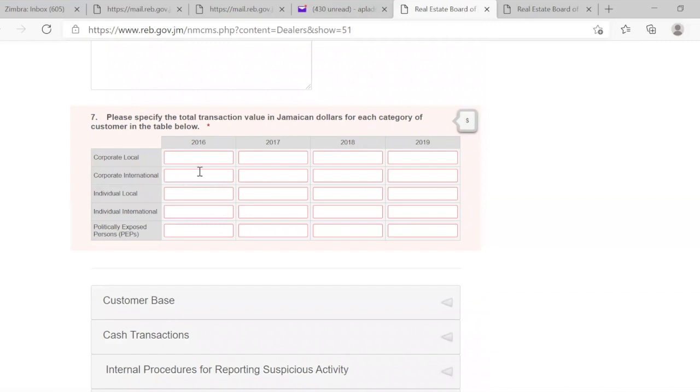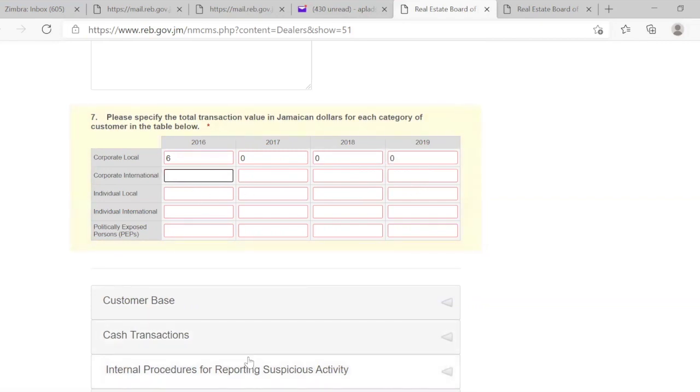So for 2016, the corporate, the local clients that you have dealt with. So for example, let's say you deal with 5 companies, whether it be sales, rental, leases, appraisal, or property management, put the total amount that you have dealt with here under that category, right? In 2017, if you have not dealt with any, then you put 0. 2018, none, 0. 2019, none, 0.